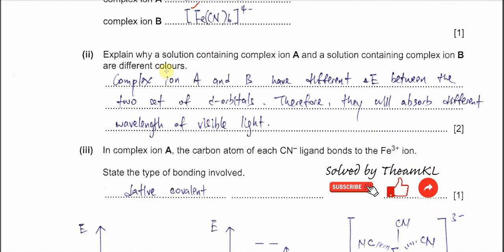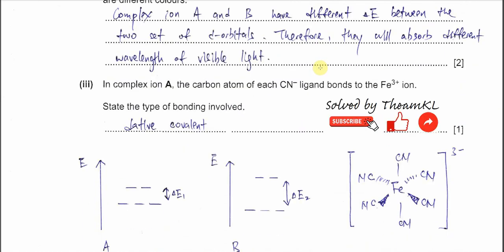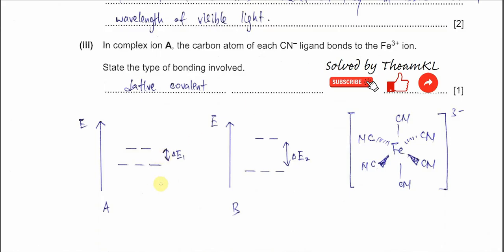Okay, part 2. Explain why a solution containing complex ion A and a solution containing complex ion B are different colors. For different colored complex ions, you just need to relate it to delta E, because A and B have different delta E, the different d-d splitting. So it means when the visible light is passed through the solution, the electrons will absorb the wavelength and get excited.